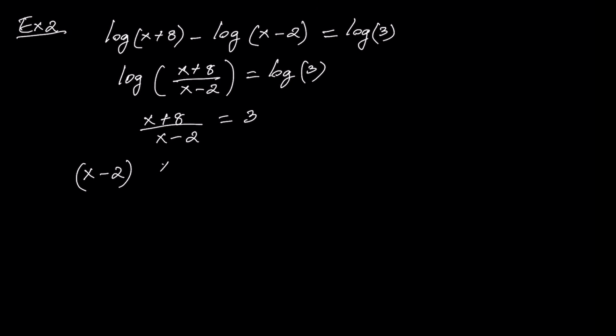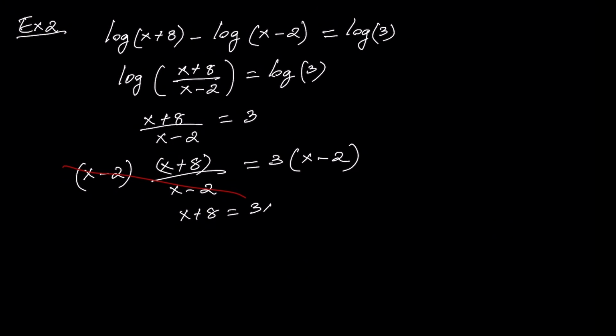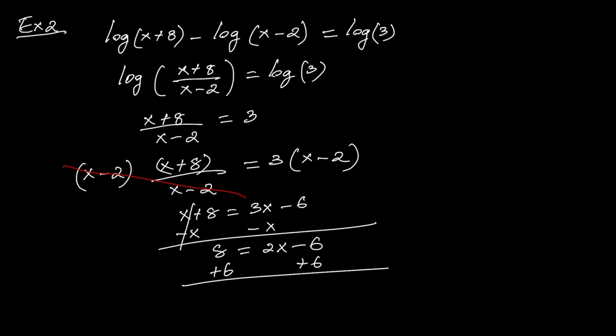Now multiply both sides by the quantity x minus 2. X plus 8 equals 3 times the quantity x minus 2. Distribute. X plus 8 equals 3x minus 6. Subtract x from both sides. 8 equals 2x minus 6. Add 6 to both sides. 14 equals 2x. Divide both sides by 2. X equals 7.